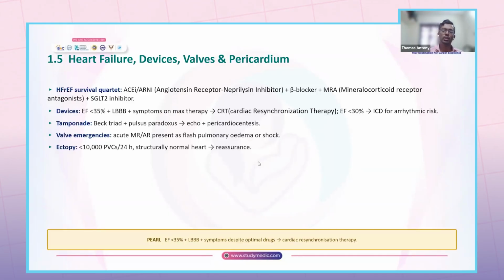So what is the cause of this acute MR? This could be because of a papillary muscle rupture, which can happen after myocardial infarction, or it could even be cardiac rupture. So usually these patients present with sudden onset of flash pulmonary edema. So ectopy, it is less than 10,000 PVCs in 24 hours. So if there is a structurally normal heart, you can give reassurance.